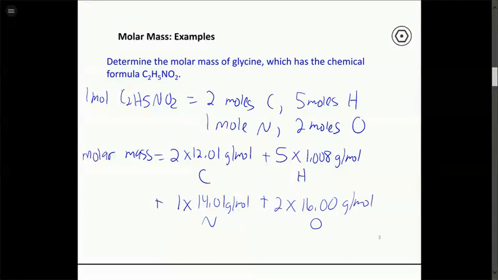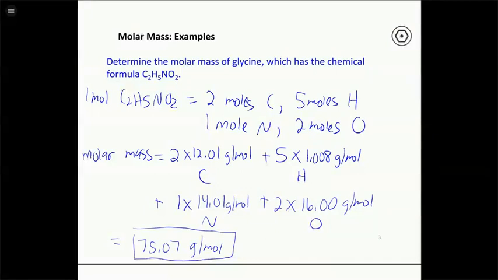So when we add all those up, we get 75.07 grams per mole. All right, so the mass of 1 mole of glycine is 75.07 grams, and that's the sum of all the individual atomic masses, accounting for how many of each of them there are in the formula, which we get from the subscripts. All right, so don't forget that we have to include the subscripts when we add up the atomic masses. All right, and then one more example that is just a little bit more difficult.